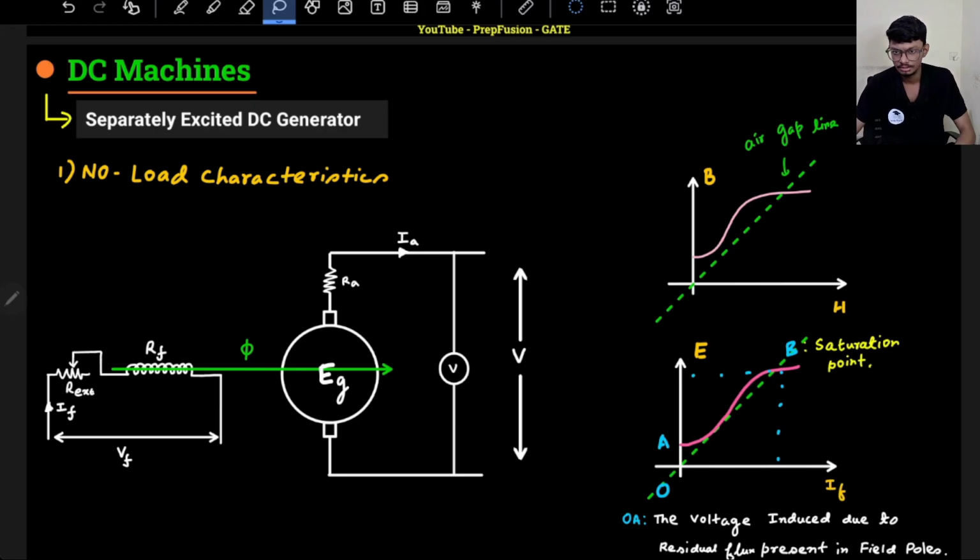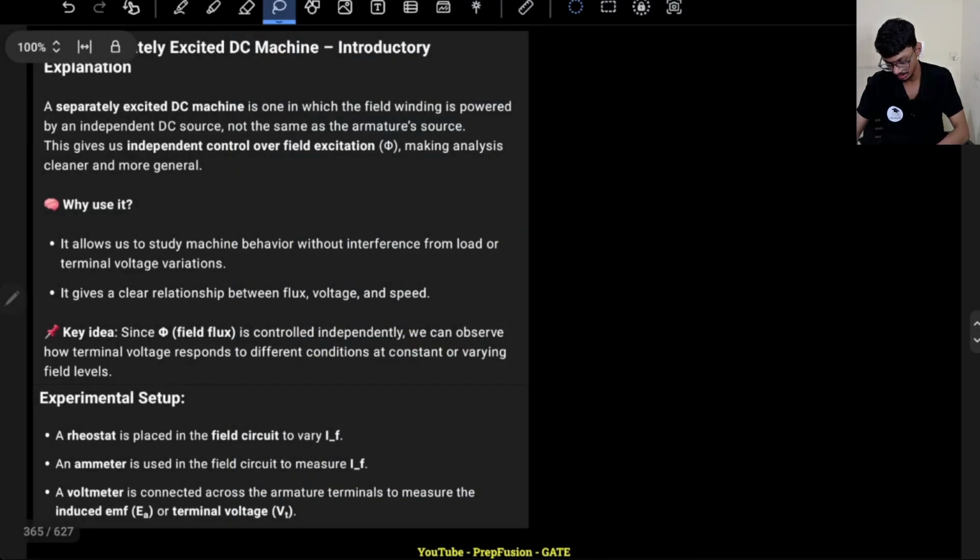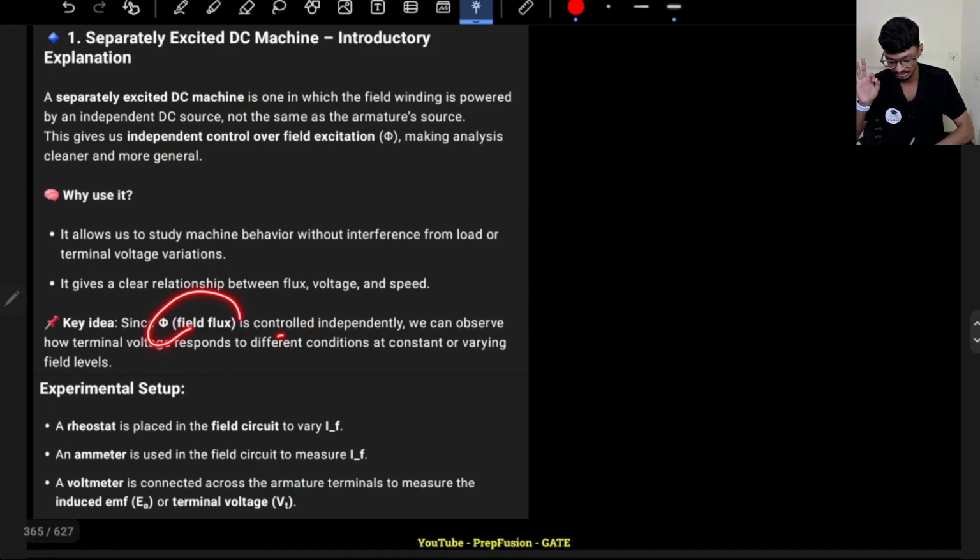The same thing is written here over here, whatever things I had discussed. A separately excited machine is one in which the field winding is powered by an independent DC source and not the same as the armature source, that we will discuss in self excited machines like shunt and series machines. This gives us independent control over field excitation, making our analysis easier and cleaner. So it allows us to study the behavior of the machine without interference from load or terminal variations. It gives a clear relationship between flux, voltage and speed.